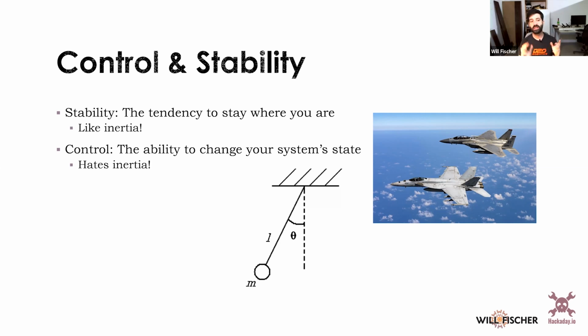Stability and control. This is a trade-off also. We'll talk about that in a slide or two. And I want to say, you use control systems to move things where you want them to be. Stability is the tendency to stay where you are. It works a lot like inertia, right? If you want something to fly straight, you want it to be pretty stable.